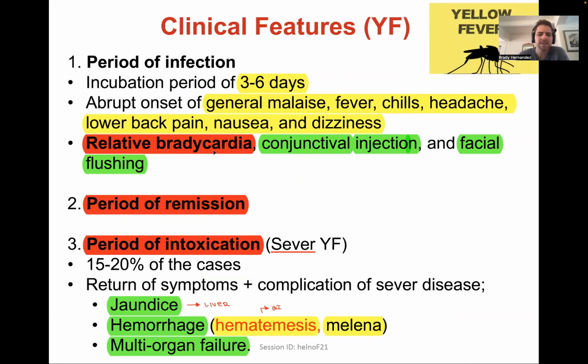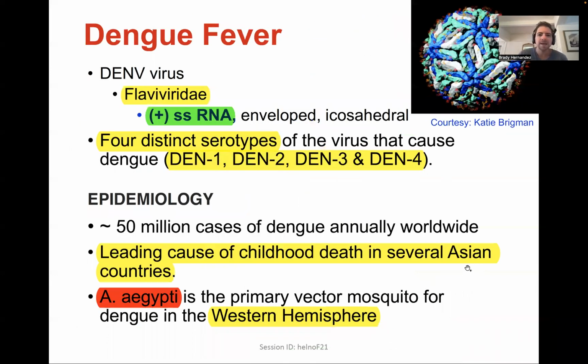Big one here, there's a few things that can cause it, but when you have fever, you would expect to have tachycardia. So if there's relative bradycardia, that's one of those weird things that's characteristic. I think leishmaniasis is another one that causes that. You get this period of remission, but specifically you're thinking about jaundice, hemorrhage, and it can lead to multi-organ failure. So remember that black vomit is characteristic for yellow fever.